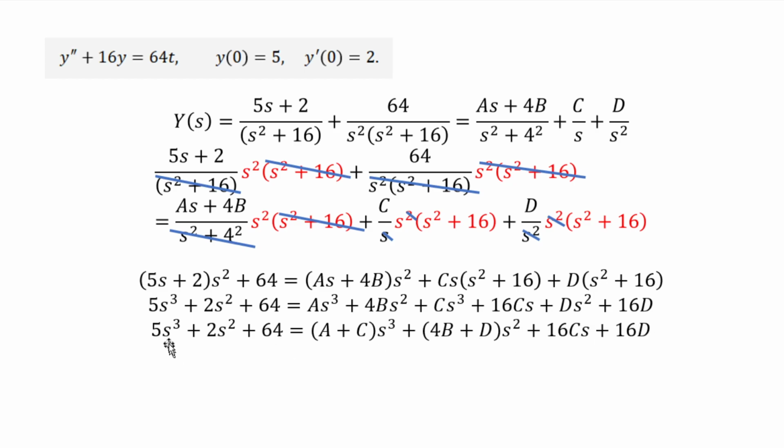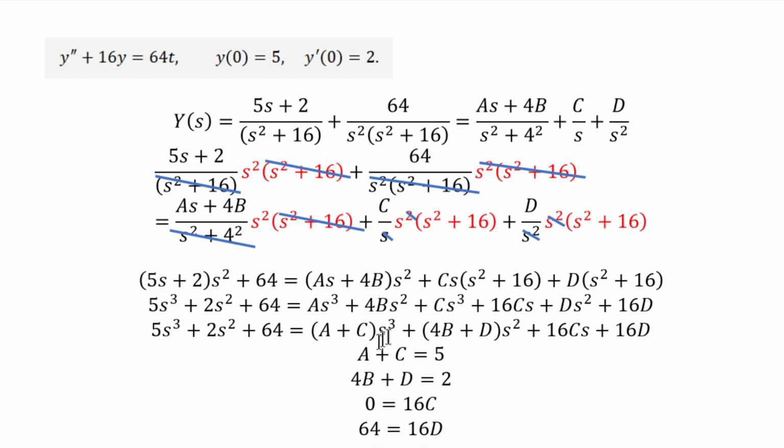And if you compare this with the left side, all the coefficients should be matching because I need these to be equal as functions. Two polynomials are equal as functions if all their coefficients match. So I know that 5 must equal a plus c, 2 must equal 4b plus d. There's no s term on the left side, so 16c must be 0, and 16d must be 64.